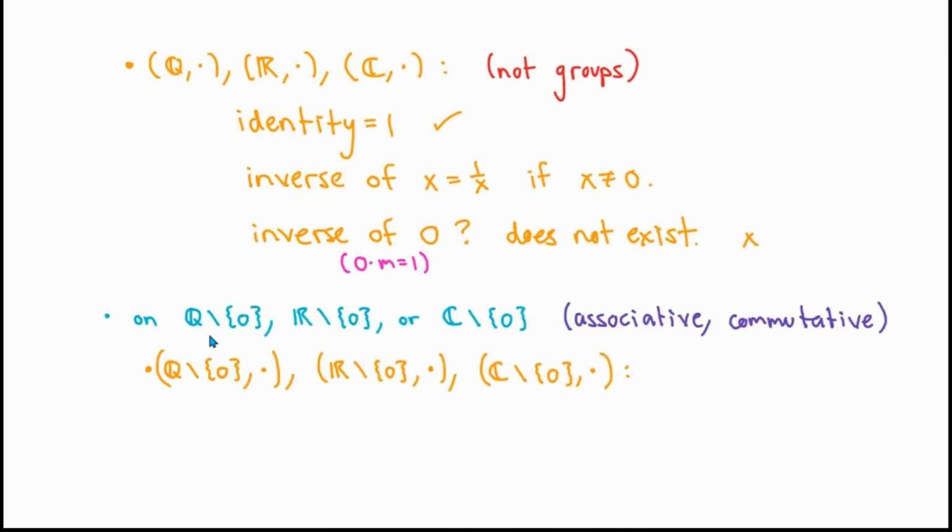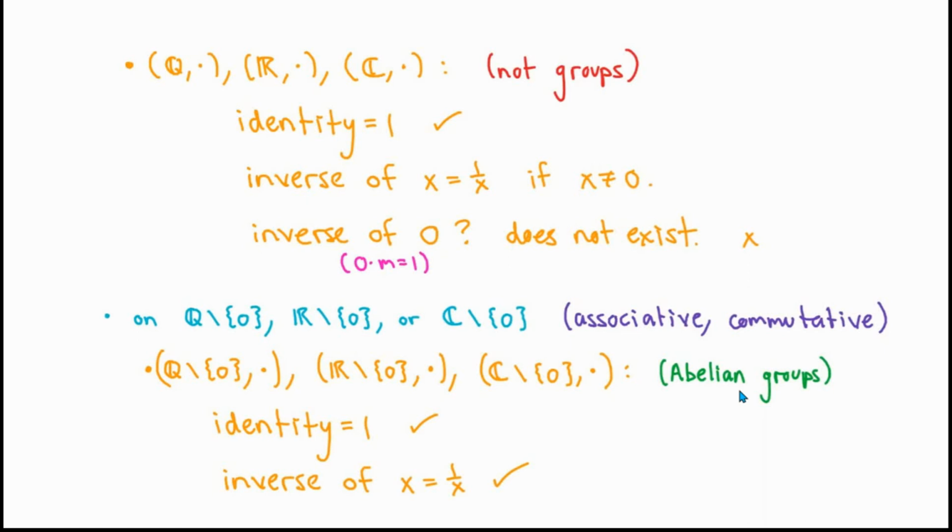Well now, what if we try to fix the problem here by throwing out the number 0 and considering multiplication on the non-zero rationals or reals or complex numbers? Again, we can take the multiplicative identity to be 1, and for any element of these sets, there is a well-defined multiplicative inverse, which is just the reciprocal of the number. And so now we fix the problems that we saw in the previous two examples, and all three of these turn out to be abelian groups. Abelian, of course, because multiplication of rational or real or complex numbers is commutative.